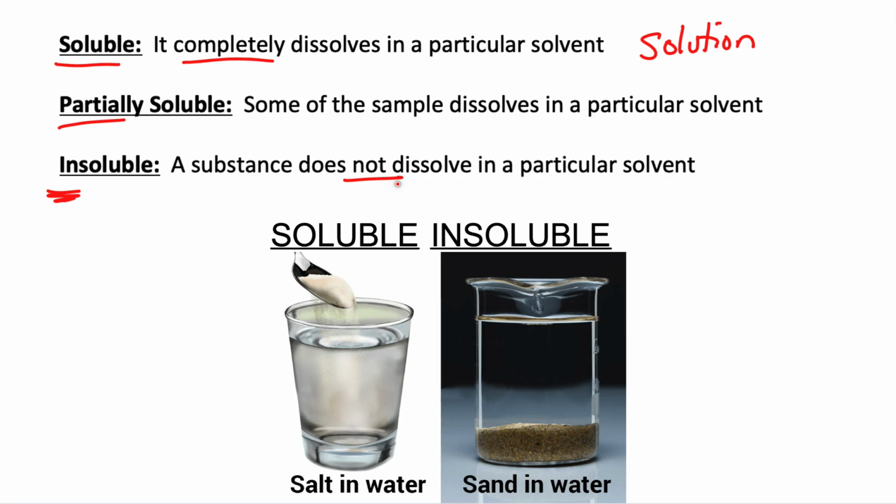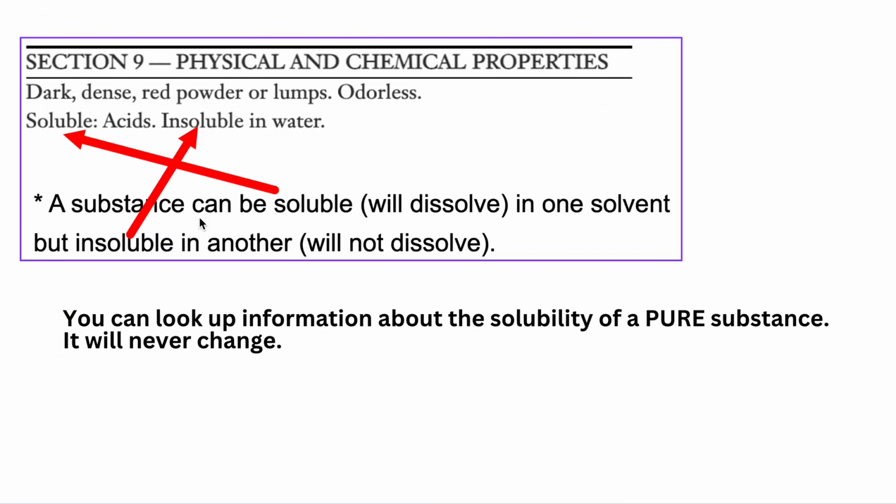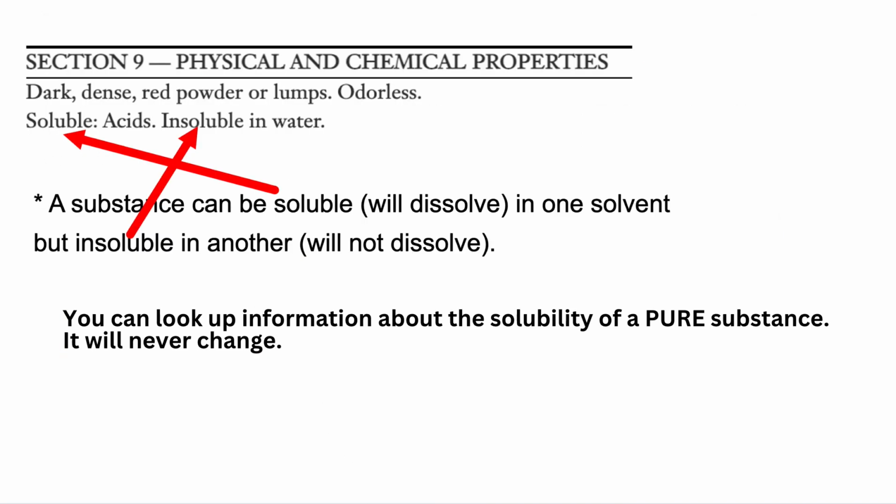No matter how much you stir, this sand is not going to dissolve in that water. No matter how much you stir, the oil is not going to dissolve in the water. So some things do not dissolve. We call them insoluble. Now, some things could dissolve in one substance, but not in another. Look at this, for instance.